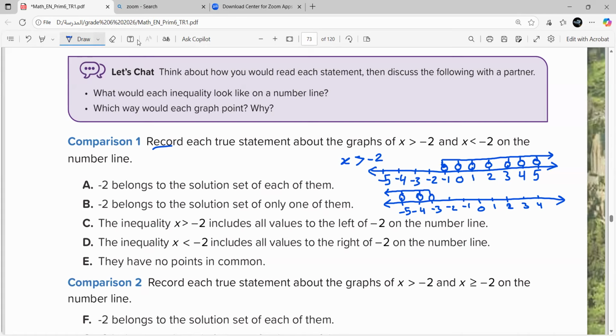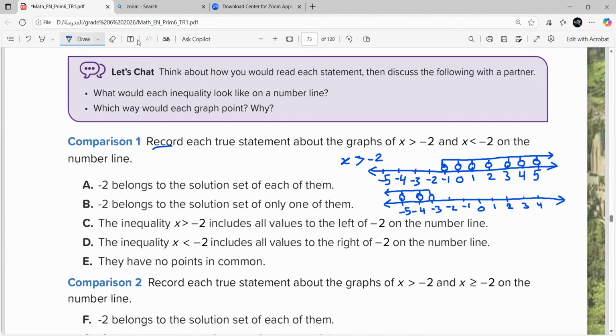Okay, let's answer the questions. -2 belongs to the solution set of each of them. Is -2 here in the solution set? No, it is not. And here, does -2 belong to the solution set? No, it does not belong to the solution set in both of them. So this statement is not true.